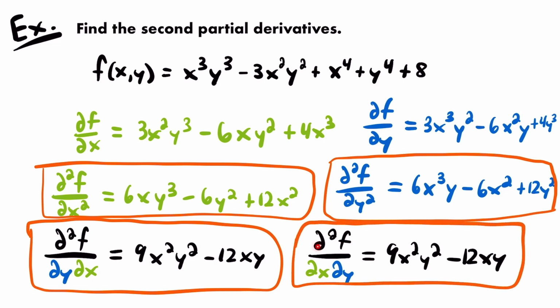This is the partial derivative where you differentiate with respect to y and then with respect to x. And do notice that it is exactly the same as this mixed partial derivative over here. It doesn't matter if you differentiate with respect to x first and then with y, or y and then x, you get the same second partial derivative.